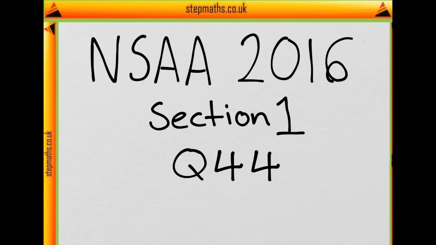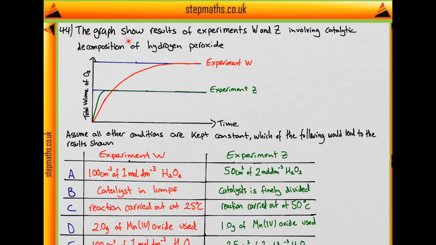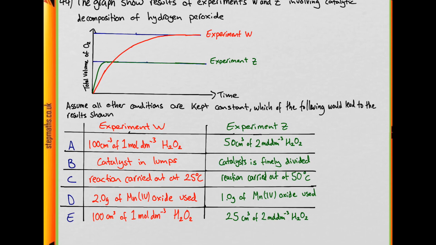Hello, in this video I'll be showing you how to answer the NSAA 2016 Section 1 Question 44. The graph shows results of experiment W and Z involving catalytic decomposition of hydrogen peroxide. Assume all other conditions are kept constant. Which of the following would lead to the results shown? So let's take each option by turn.